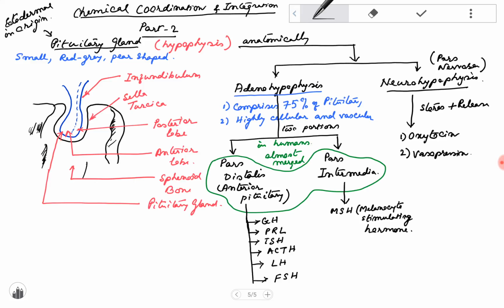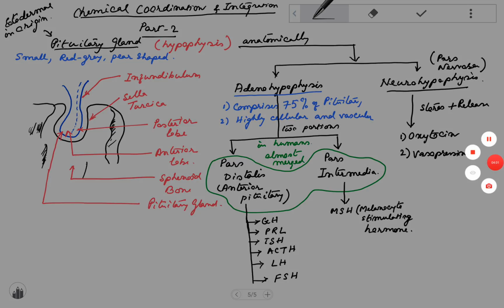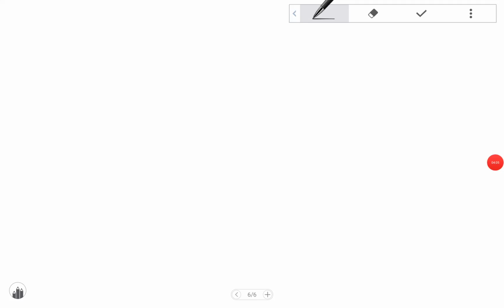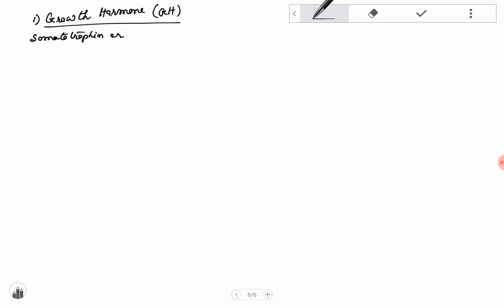Now let us study the details of these hormones. Number one is the growth hormone. It is also known as somatotropin or somatotropic hormone.